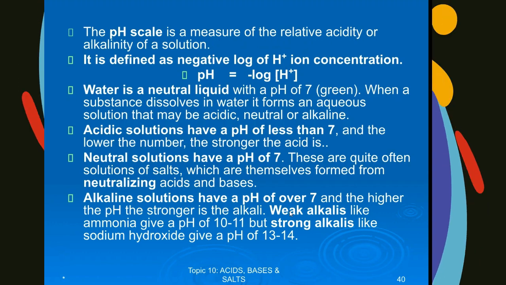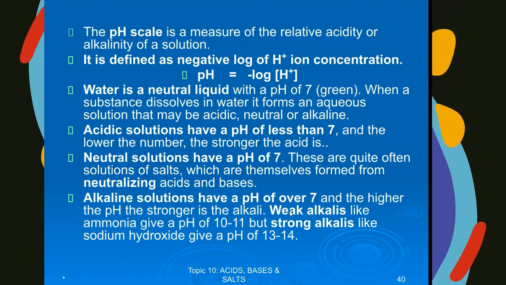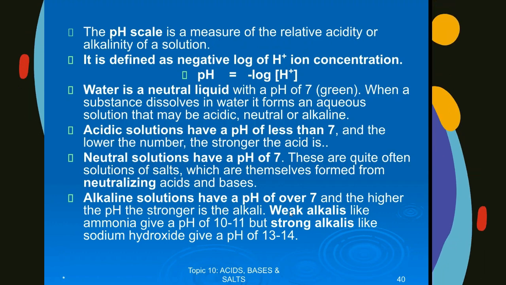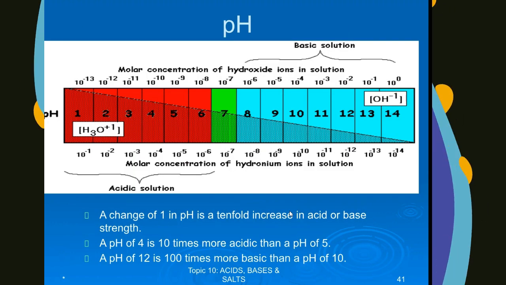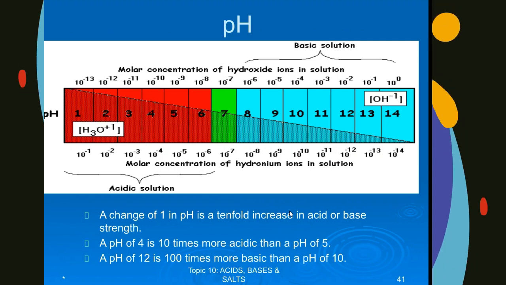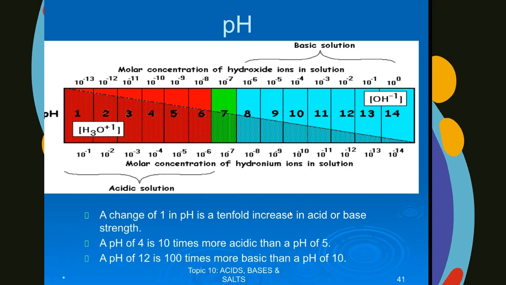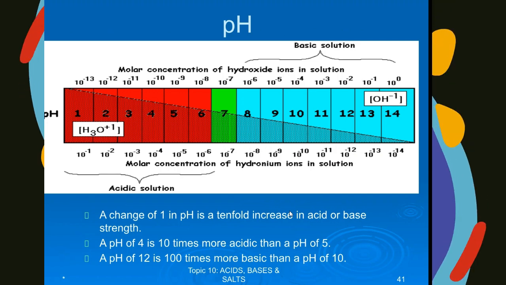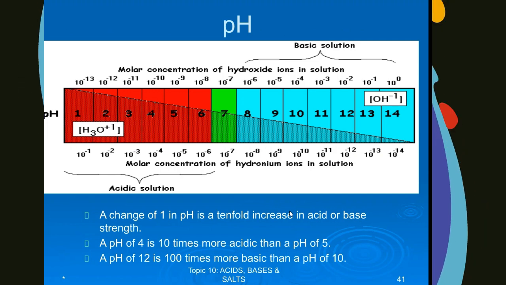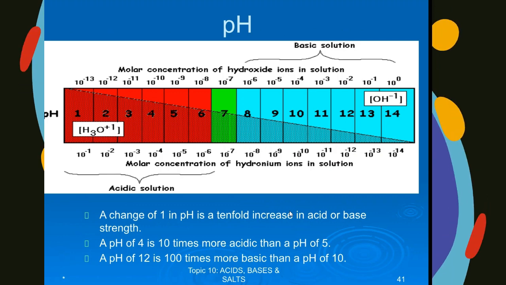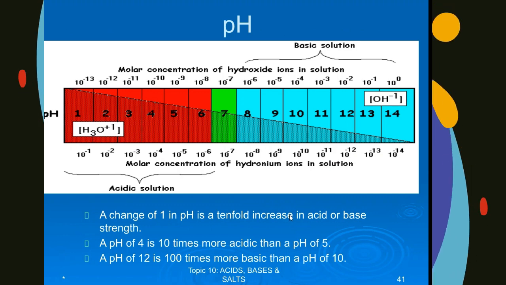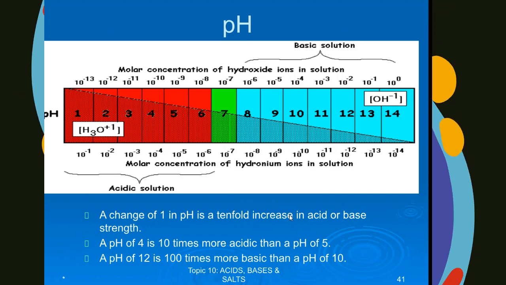Weak alkalis like ammonia have a pH of 10 to 11, but strong alkalis like sodium hydroxide give a pH of 13 to 14. This is again the pH scale. A change of 1 in pH is a tenfold increase in acid or base strength. A pH of 4 is 10 times more acidic than a pH of 5, and a pH of 12 is 100 times more basic than a pH of 10.